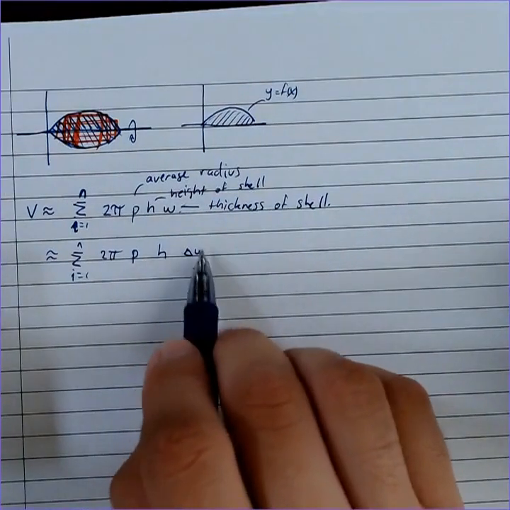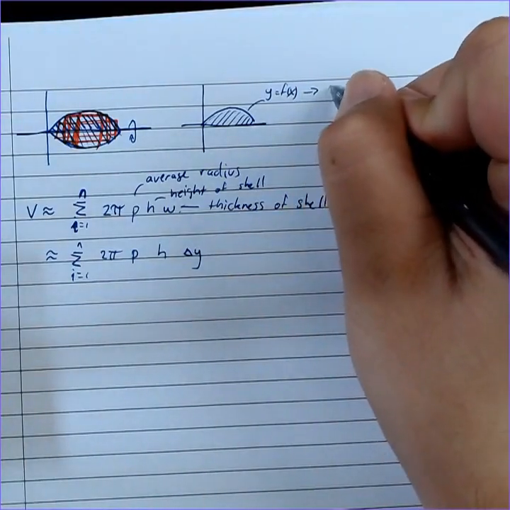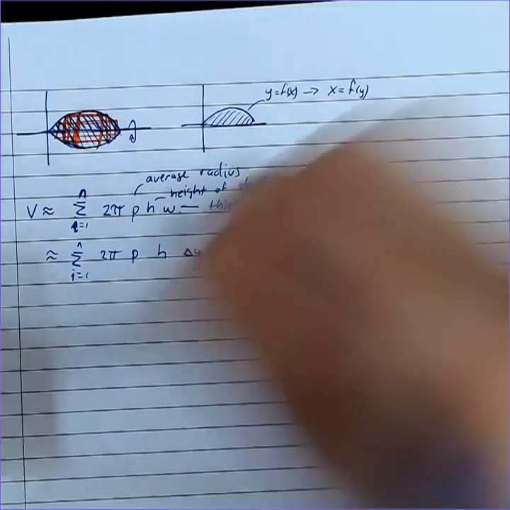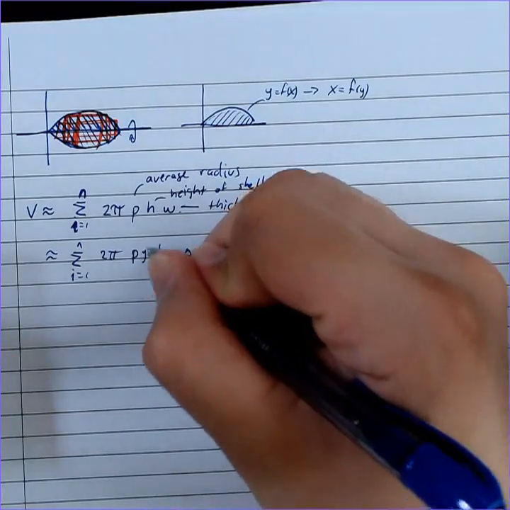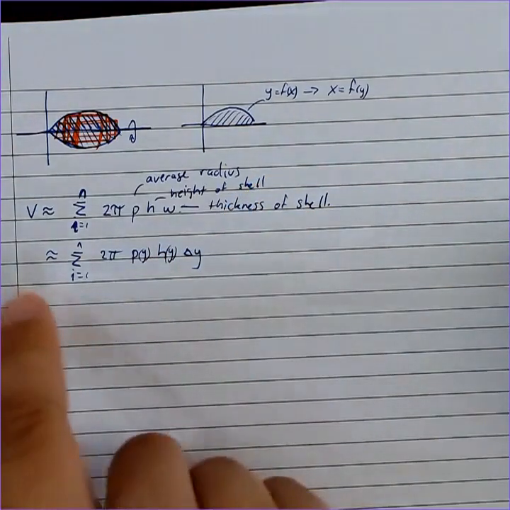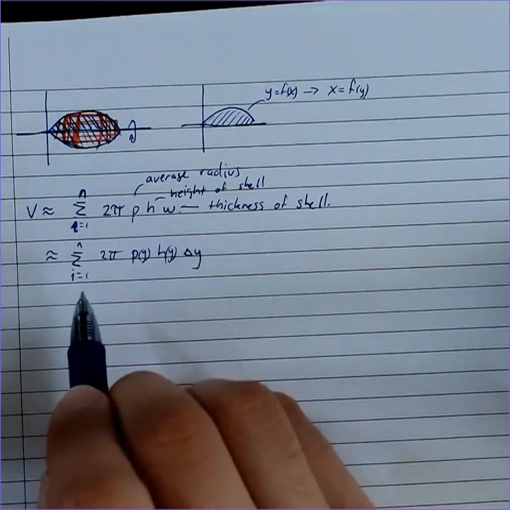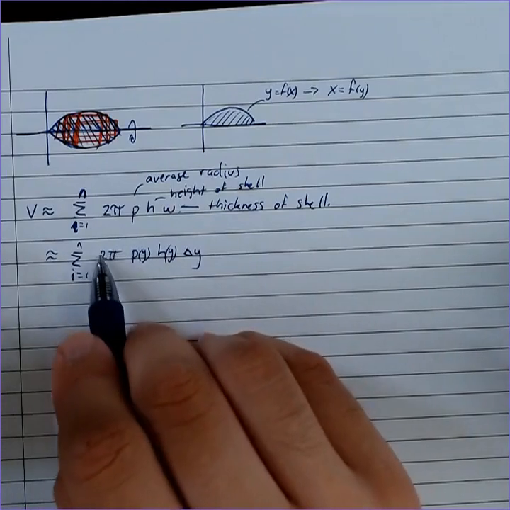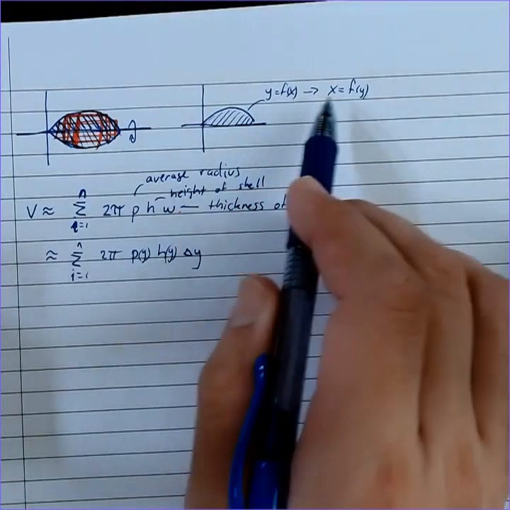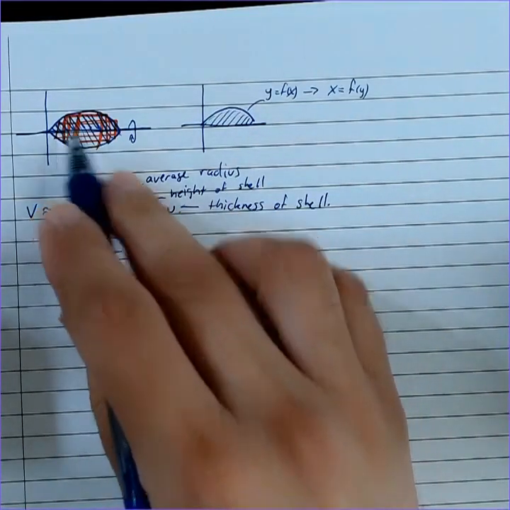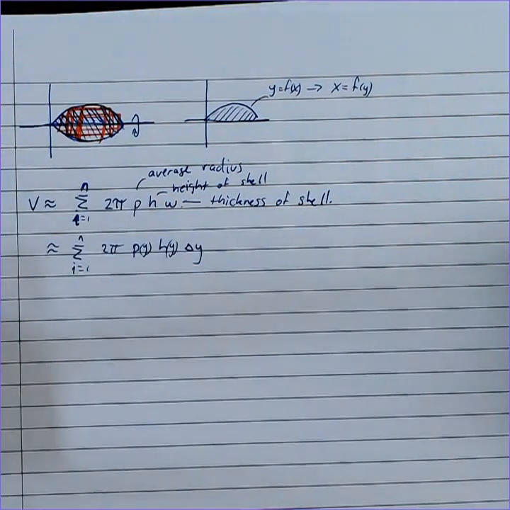But here my variable's y, not x. So then maybe I should write this as x is a function of y, because now I can write both of these as functions of y. So what this says is that the volume of this is approximately equal to the sum of each of those shells added together. And those shells are made up of 2 pi times the average radius times the height, both of which are functions of the variable y, times the little tiny thickness along the y direction, along the y-axis. But of course, that's just an approximation.